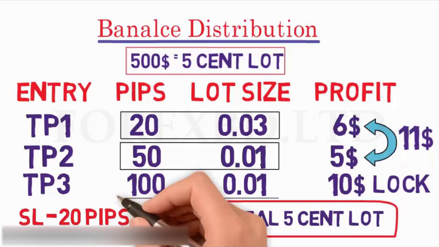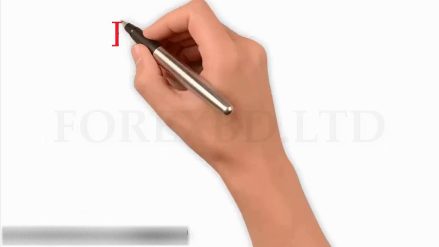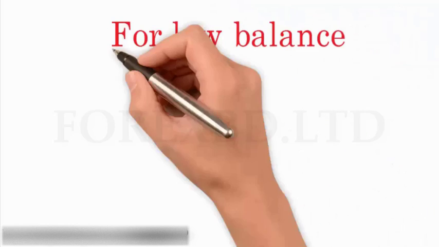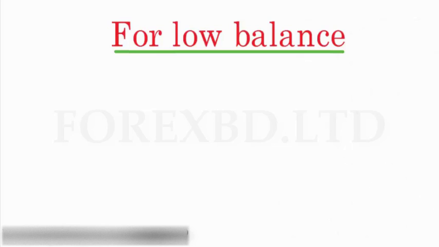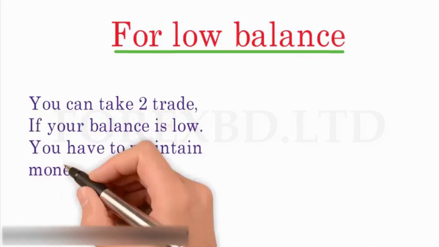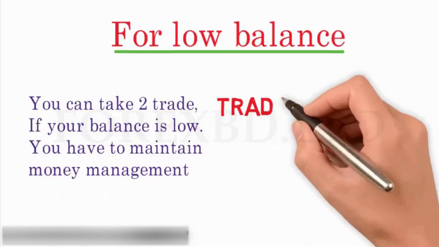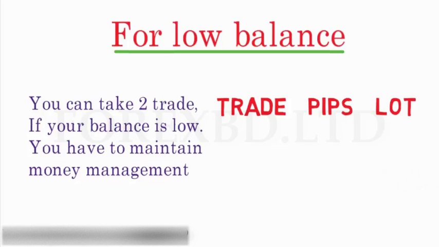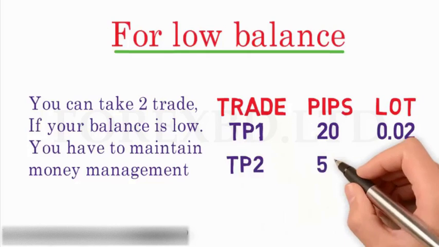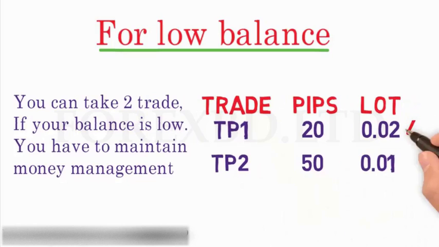One thing you have to know, Forex is the kind of business where there are losses and profits, so you have to follow a proper guideline. If your balance is very low, you can use 2 trades in multiple TP. That means where we take 3 or 4 trades, you can take 2 trades. Like if your balance is $200, you should take 2 trades. The first one's lot size is 2 cents and the second one's lot size is 1 cent. If the first entry comes in your favor and TP is 20 pips, you will earn $4. If the second entry goes against you and SL is 20 pips, you will lose $2. That means your total profit is $2.